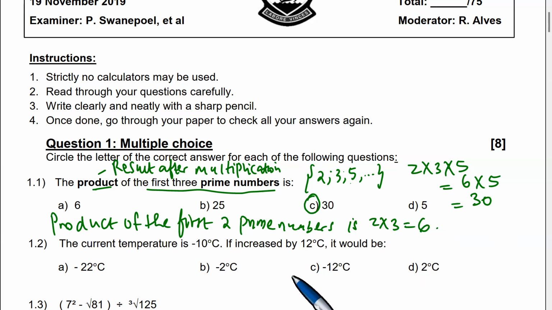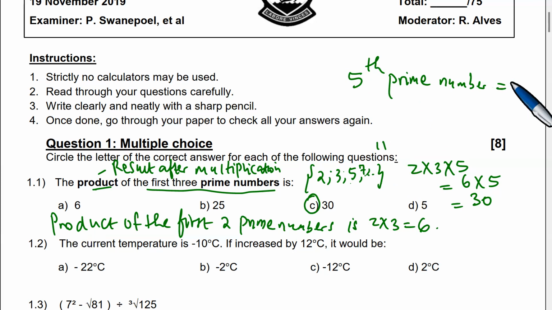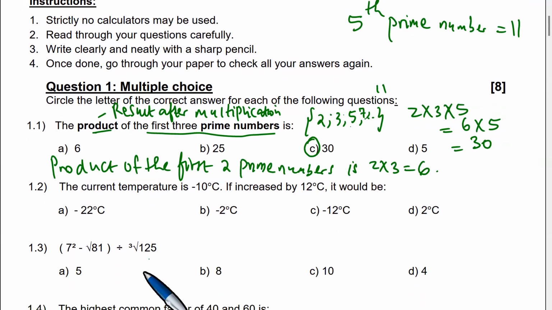What is the fifth prime number? Prime number number 5 in the set: 2, 3, 5, 7. Is it 11? 5, 7. Well done. Fifth prime number is equal to what? 11. Okay, let's look at 1.2.